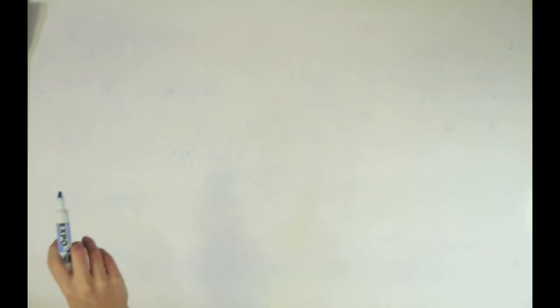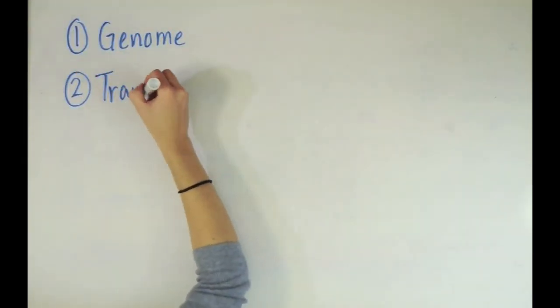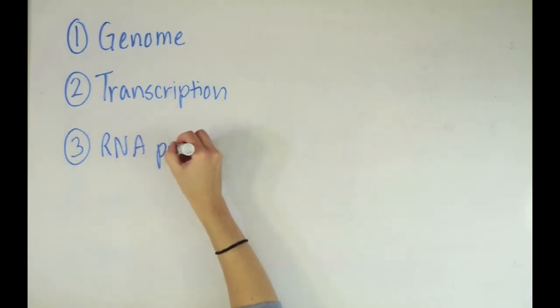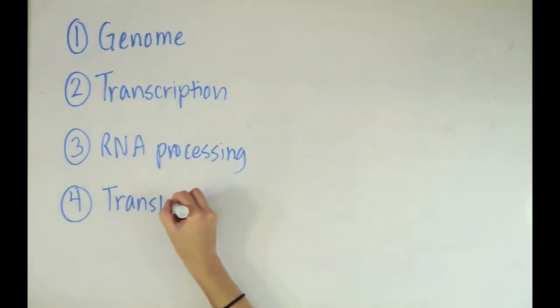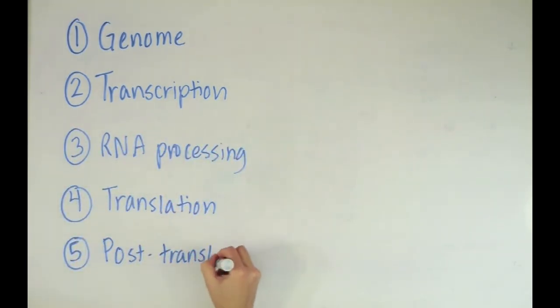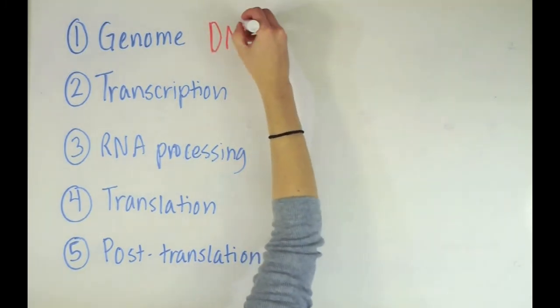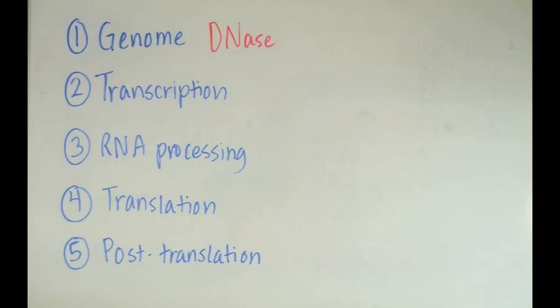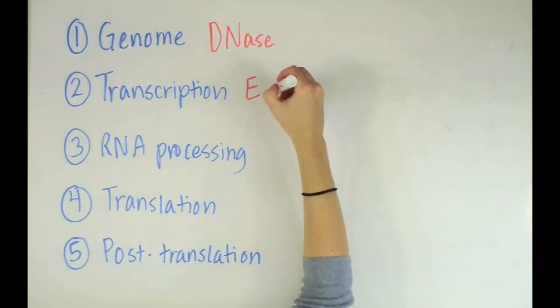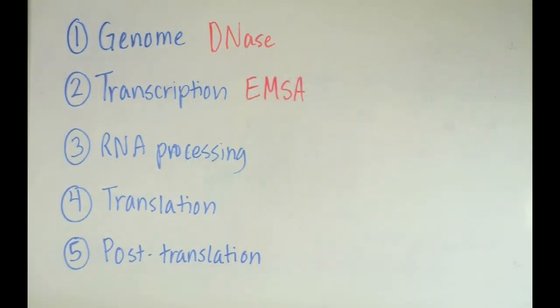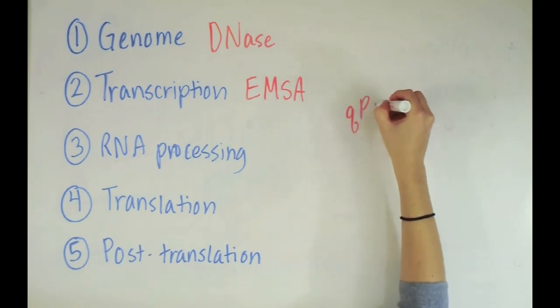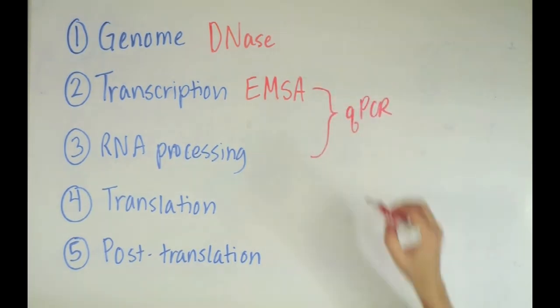Let's circle back to the various ways gene expression is regulated. Where do all the techniques we've talked about go? The DNase assay can be used to test how accessible a particular gene is. EMSA can be used to determine if a protein is binding to a particular DNA sequence. This is often applied to transcription factors.